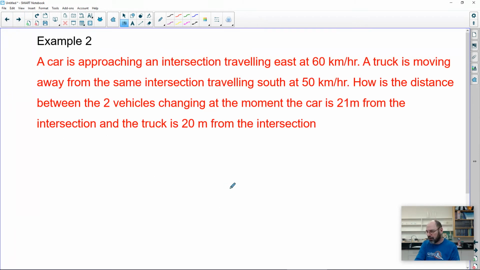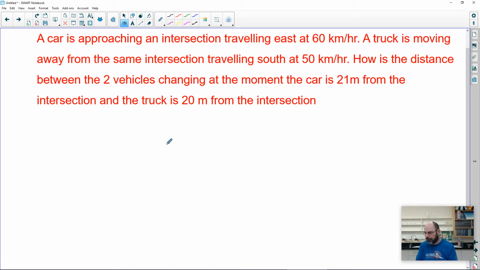Say a car is approaching an intersection, traveling east at 60 kilometers an hour. A truck is moving away from the same intersection, traveling south at 50 kilometers an hour. How is the distance between the two vehicles changing at the moment the car is 21 meters from the intersection and the truck is 20 meters from the intersection? So you might think you have to change all the units in here, but as long as you use the same units and you watch your canceling, you probably don't need to in this case. So let's draw out our particular case here. Okay, so we've got the car coming in traveling east.